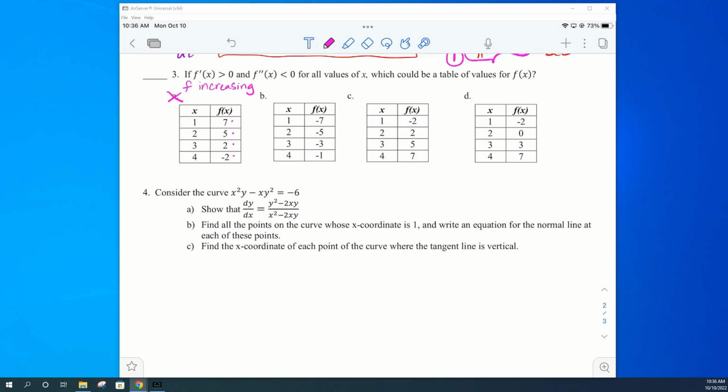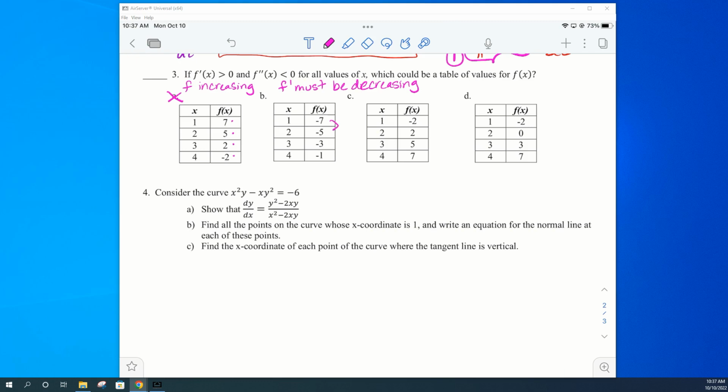If the second derivative is negative, that means that f is concave down. That kind of doesn't help me because I don't really know about f, but I would know that f prime must be decreasing. And think about what f prime is. F prime is the rate of change.